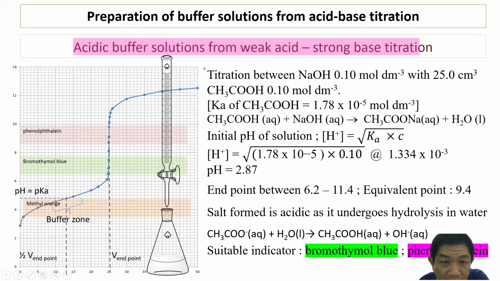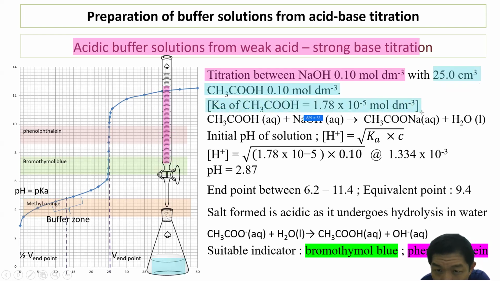Let's say for example, the titration between 0.1 sodium hydroxide, which is inside the burette, and 25 cm3 of 0.10 mol per dm3 ethanoic acid. Given to you, Ka of CH3COOH is 1.78 times 10 to the negative 5. The general reaction is CH3COOH plus NaOH gives CH3COONa plus H2O.